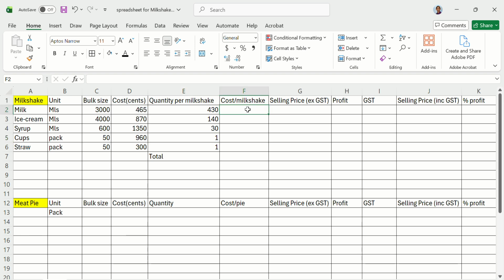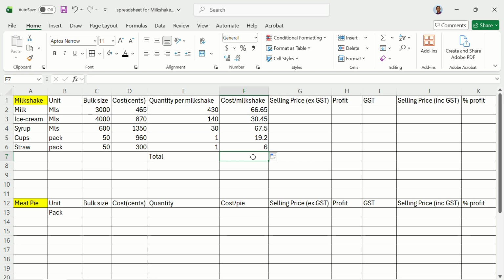Now, to find out the cost per milkshake, over here in Excel, every time you put a formula, you'll start with the equal sign. And for this, we'll get the ratio of the quantity per milkshake over the bulk amount, and we'll multiply that by the cost. And you can drag the formula down for all the items there.